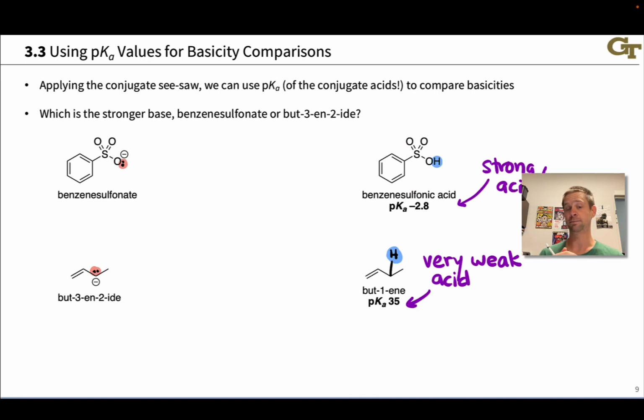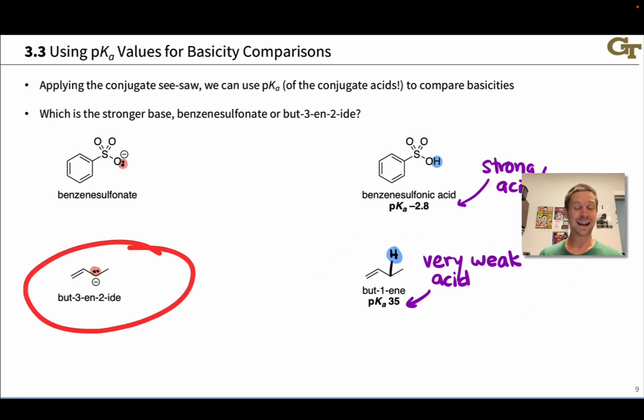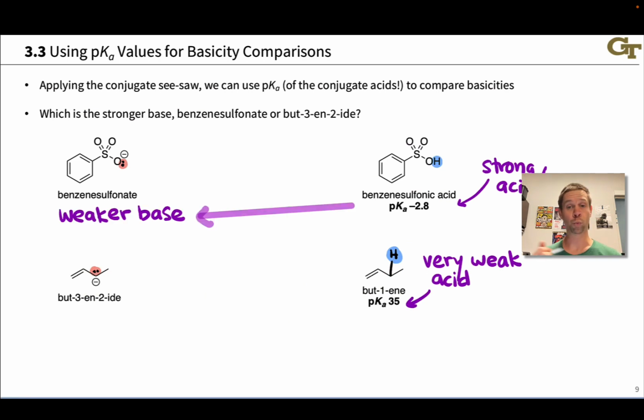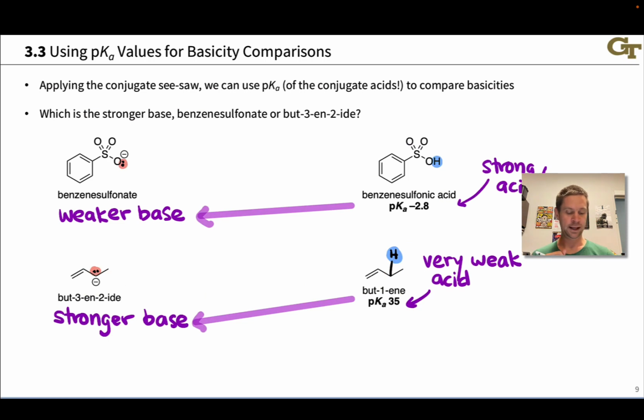the conjugate bases. If benzene sulfonic acid is a very strong acid, that means benzene sulfonate is a very weak base. On the other hand, if but-1-ene is a very weak acid, that means that this allylic anion, the conjugate base, is a very strong base. And so the weaker base here is benzene sulfonate, and the stronger base is the allylic anion here. And it's all based on this seesaw idea.